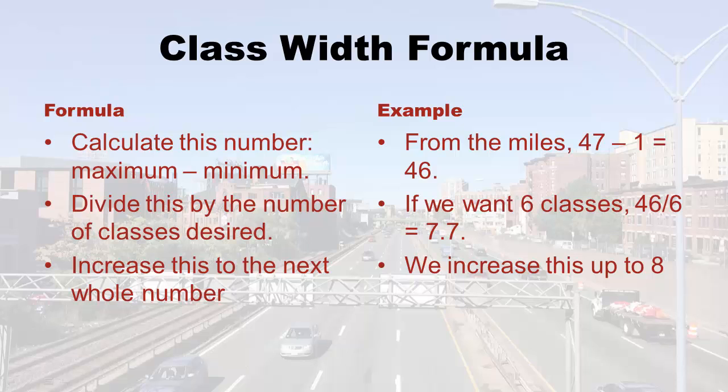Then back to the formula side, how you decide your class width is you increase this number you get to the next whole number. A lot of people are confused by that because even if I had gotten something low, like 7.1, I'd still go up to 8. You have to increase it up to the next whole number, an integer, which is a number without any decimals after it. So you have this integer for your class width. So our class width in this example would be 8.